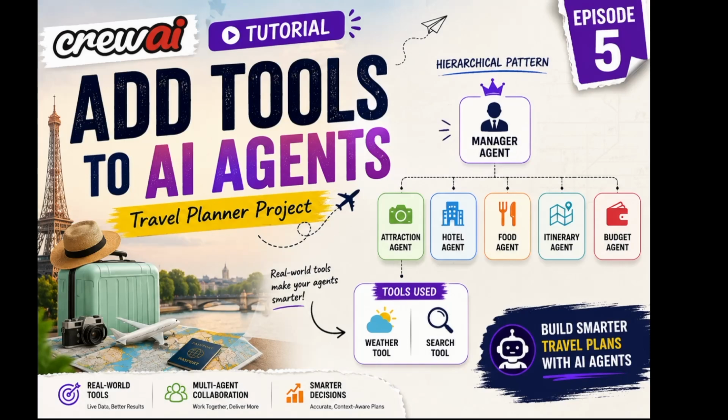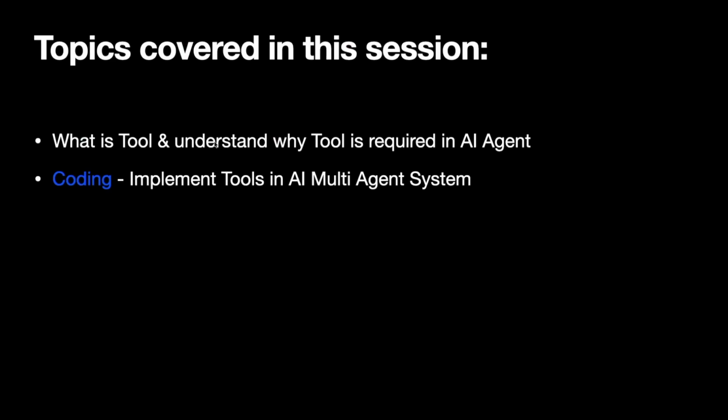In this session, we are going to learn how to add customized tools to AI agents using CrewAI. The topics covered in this session are: what a tool is, understanding why a tool is required in an AI agent, and a coding part where we implement the tool section in the AI multi-agent system. In the previous session, we built the multi-agent system using parallel and hierarchical patterns. In this session, we are going to see how a customized tool can be added to the agent.